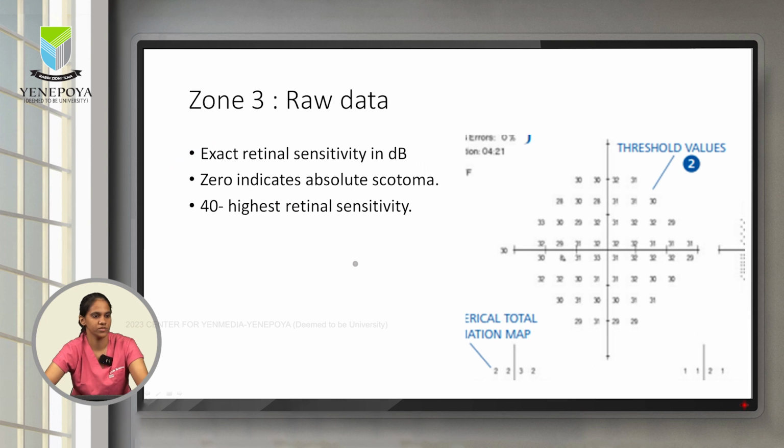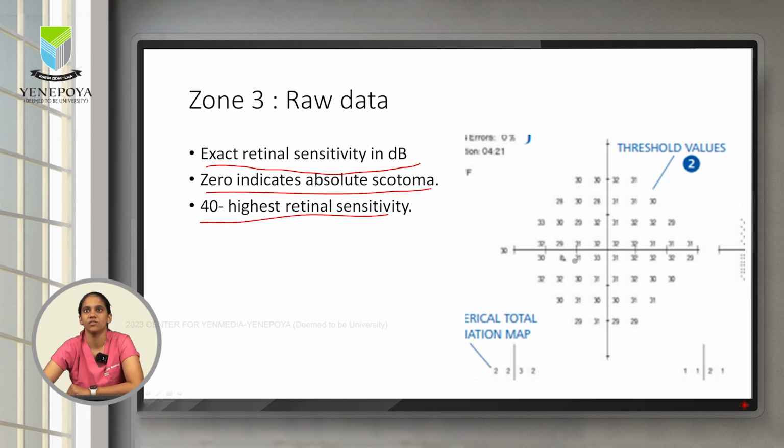Moving on to zone 3. Zone 3 is your raw data. This will give the exact retinal sensitivity in decibels. Like I told you before, 0 decibel will indicate absolute scotoma. Even at the brightest light intensity that is possible, the patient is not able to detect your stimulus. So, 0 indicates an absolute scotoma and 40 is your highest retinal sensitivity. All of these are different points of the retina, and for example, at this point the retinal sensitivity is 33, at this point it is 29. These are the exact values, there is no change in these.